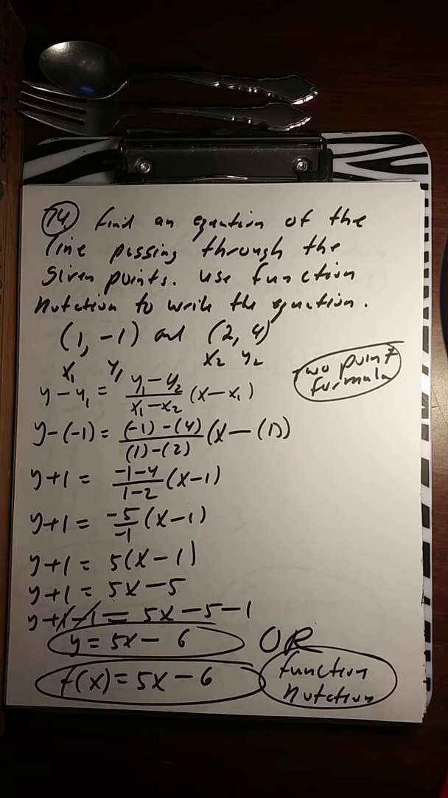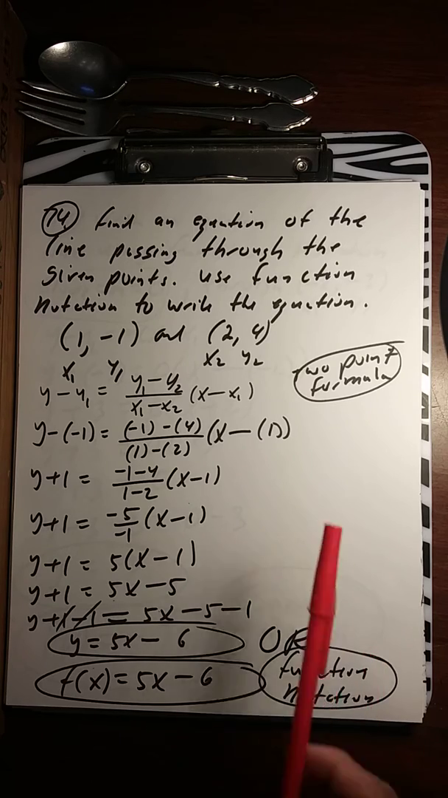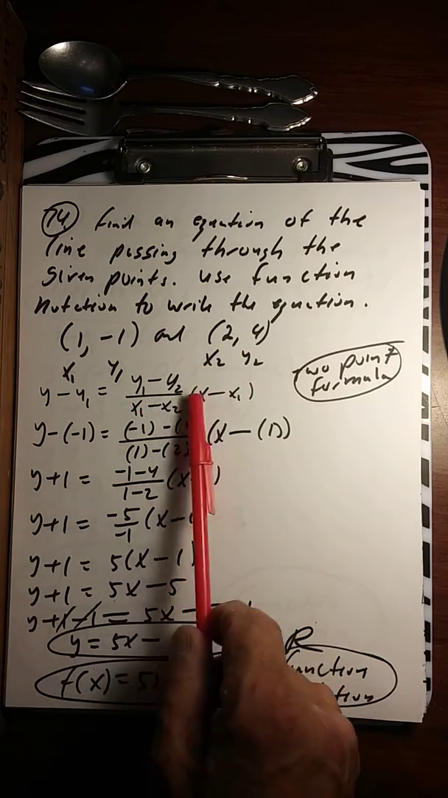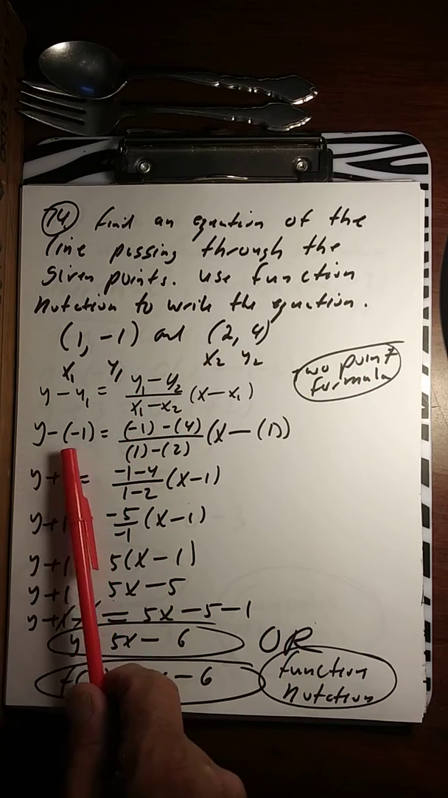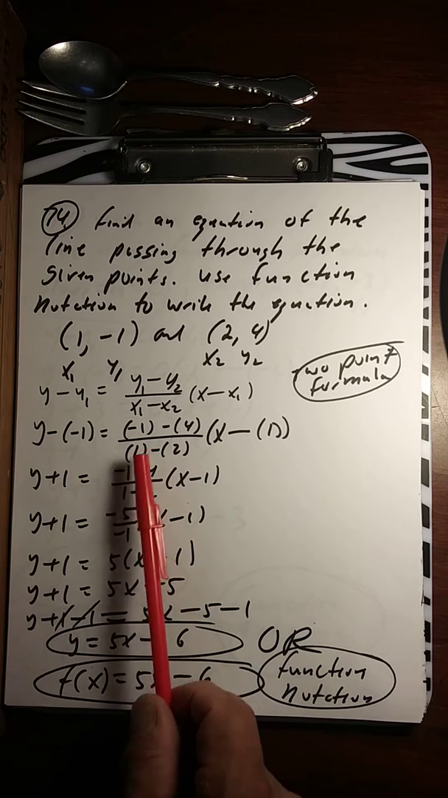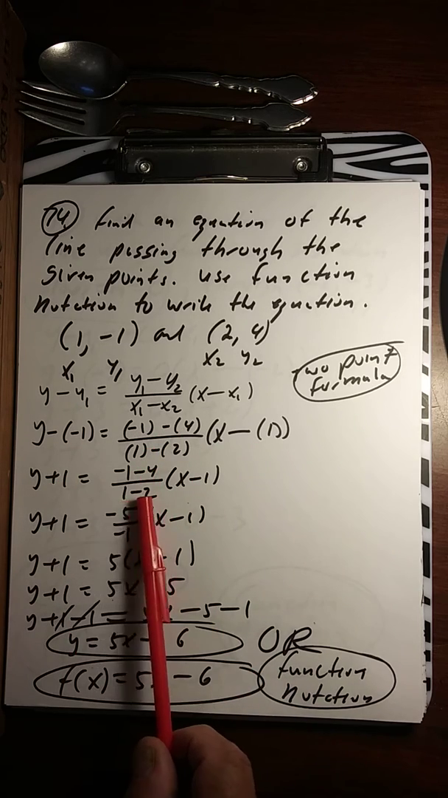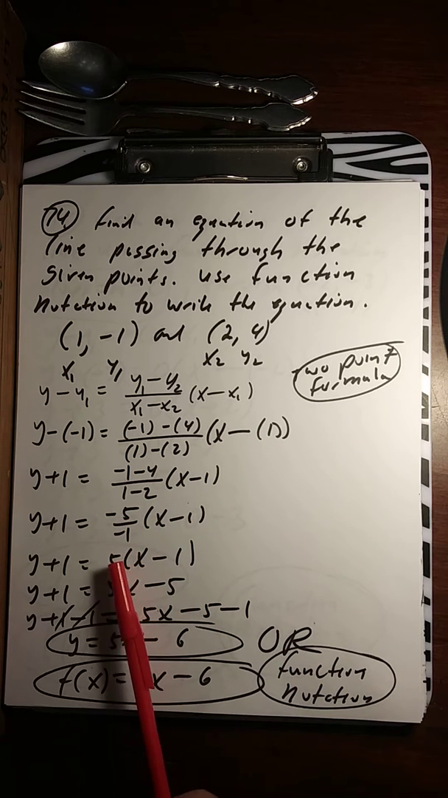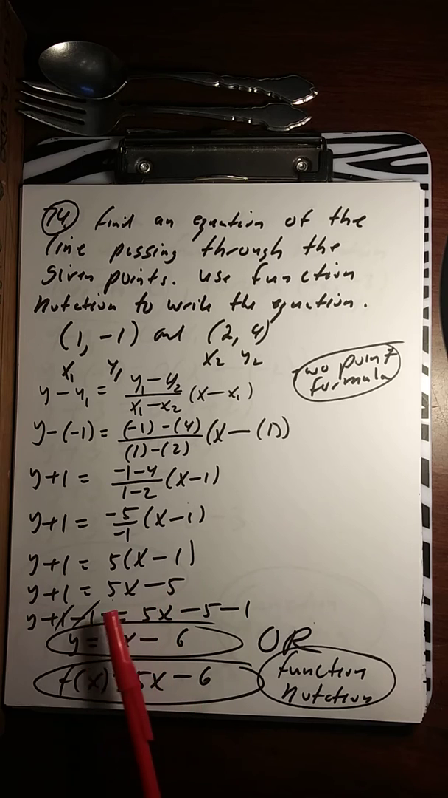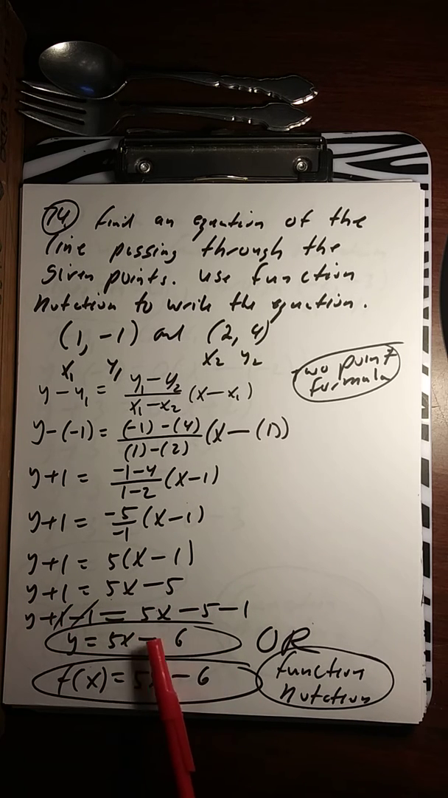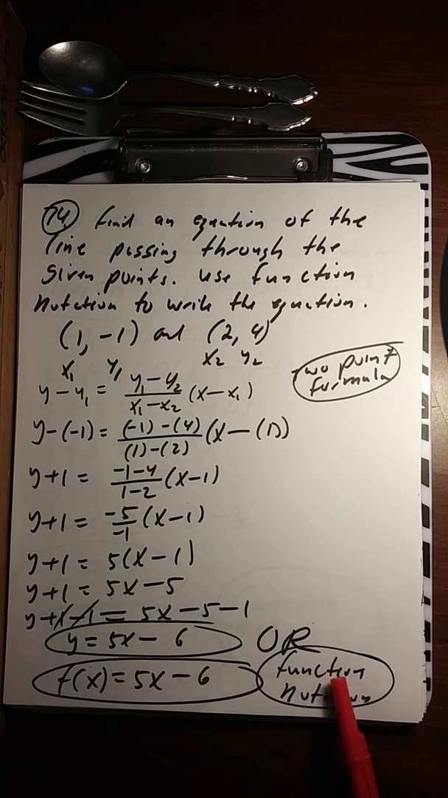Find the equation of a line passing through the given points, and use function notation to write the equation. We have x1, y1, x2, y2. Put them in there, the two-point formula. Negative, negative is positive. The bottom is 1 minus 2, then x minus 1. So negative 5, negative that is going to be 5. 5 times x is 5x, and 5 times negative 1 is negative 5. Add 1, so minus 1 minus 1. So y equals 5x minus 6, or in function notation, f of x equals 5x minus 6.